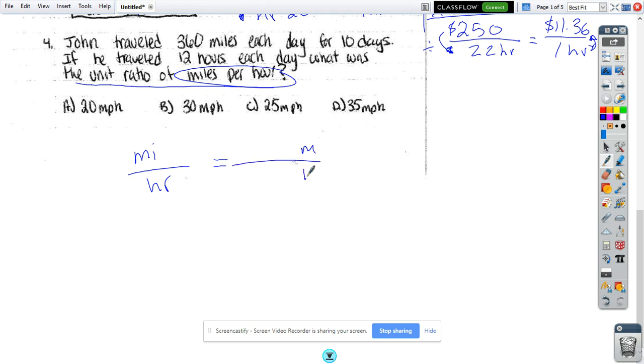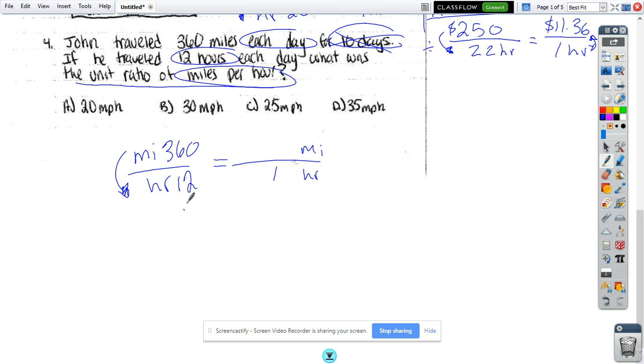Miles per hour. So it tells us John traveled 360 miles each day for 10 days. So if he traveled 12 hours each day, what was the unit rate of miles per hour? So we've got 360 miles and 12 hours. This 10 days doesn't even really matter because each day, and that was 12 hours each day. So this is per 12 hours, and it's asking me per 1 hour. So let's divide down. You got to not get tricked here because this does not matter.